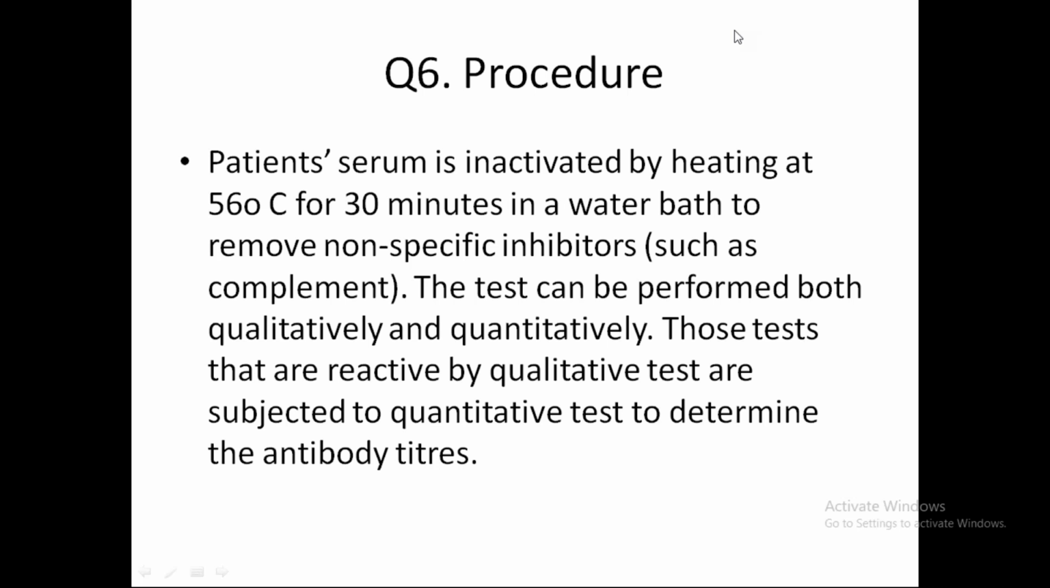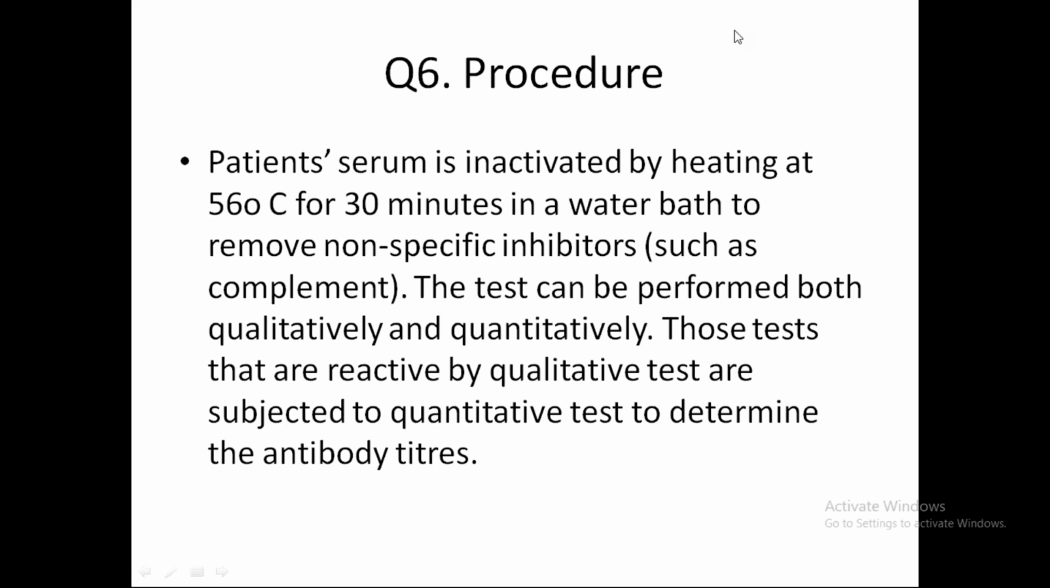So, how do we perform the test? Patient's blood is collected, serum is separated. After that, serum has to be inactivated by heating at 56 degrees centigrade for about 30 minutes in a water bath. When you inactivate it, all non-specific inhibitors will be destroyed. Then you can perform this test.